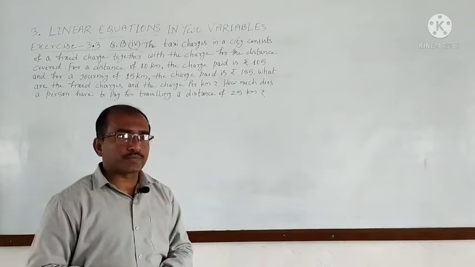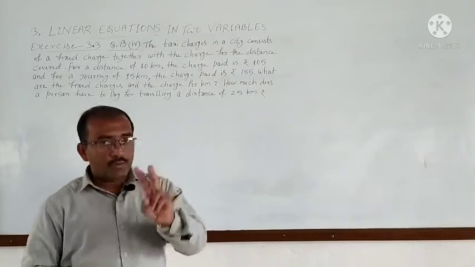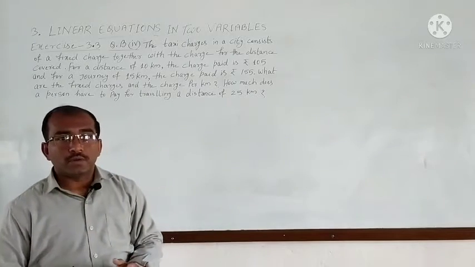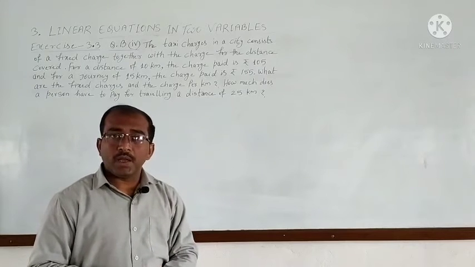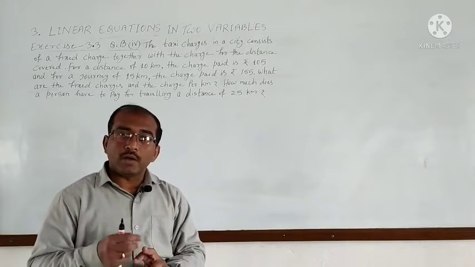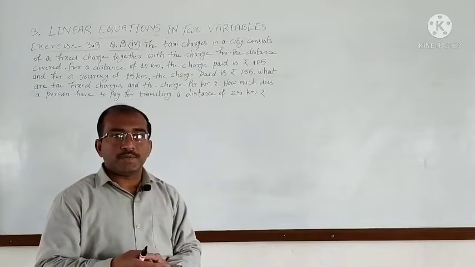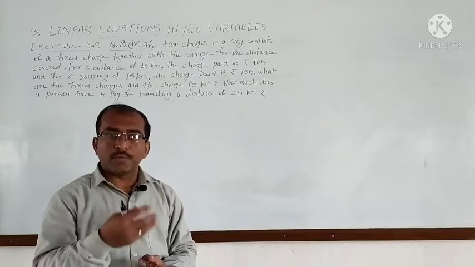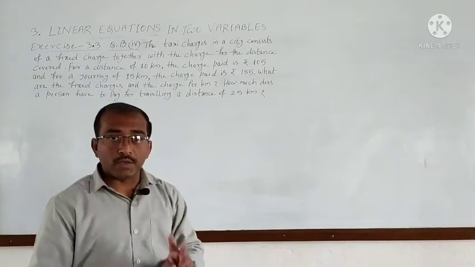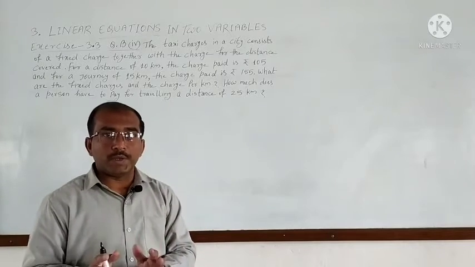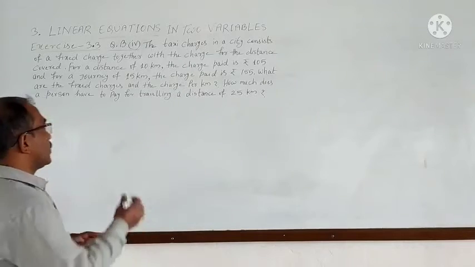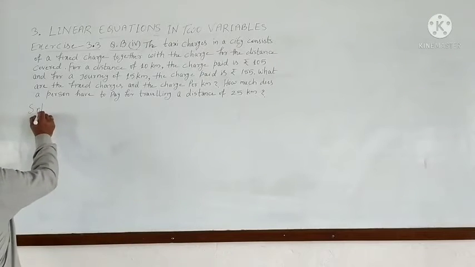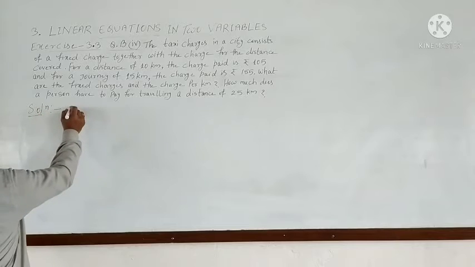Clearly, there are two things unknown to us. First, what is the fixed charge of the taxi, and second, what is the charge per kilometer. Suppose we go 2 kilometers, or 5 kilometers, or somebody travels 10 kilometers, accordingly we will have to pay, but the fixed charge everybody has to pay. So we will start with these two unknowns. The first unknown is: what is the fixed charge of the taxi?